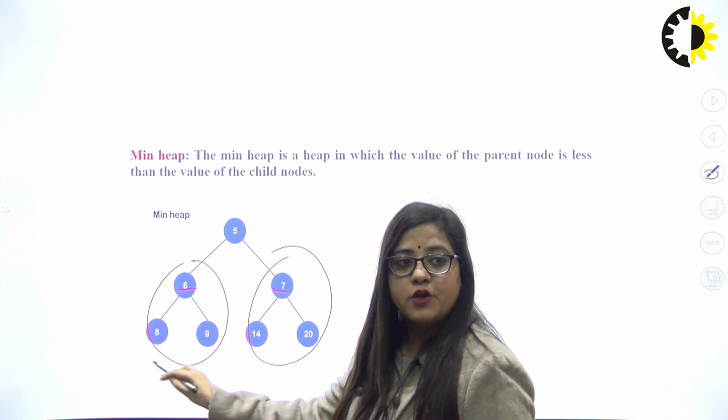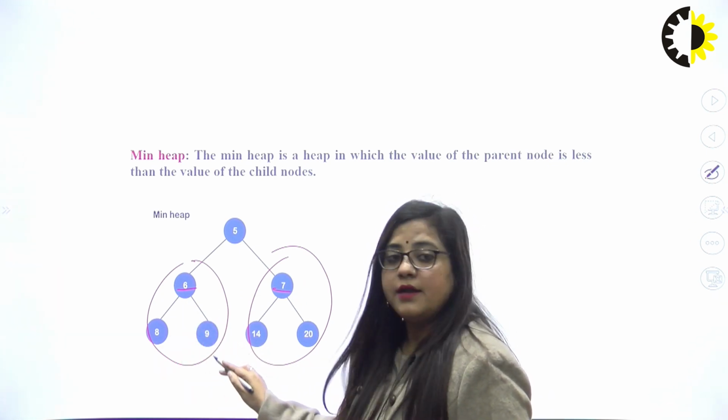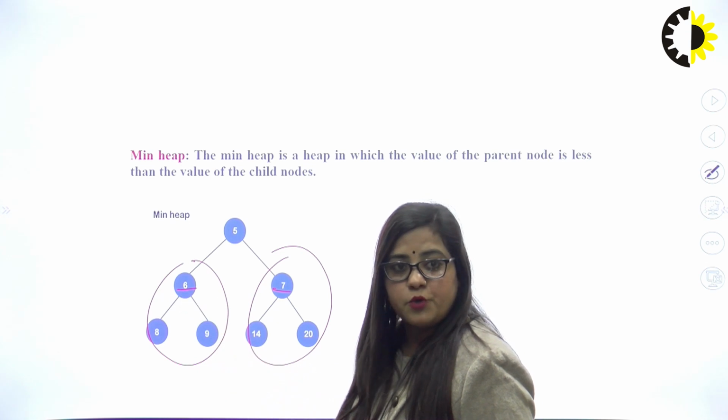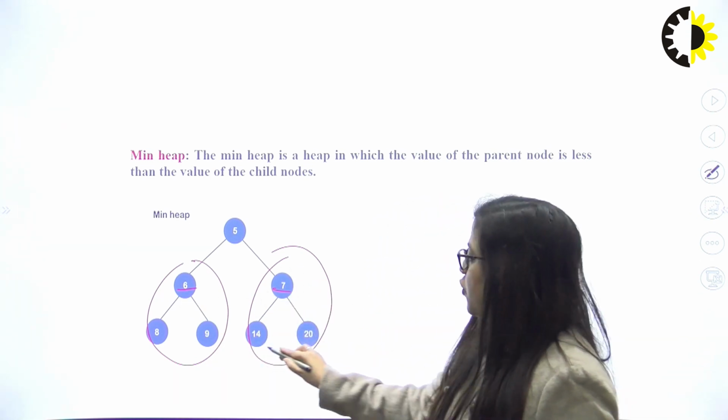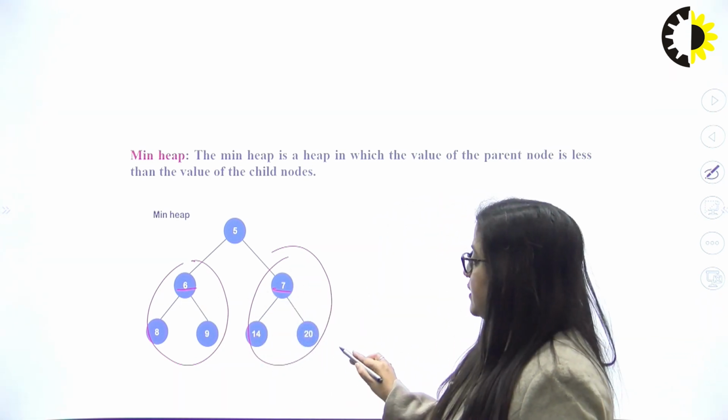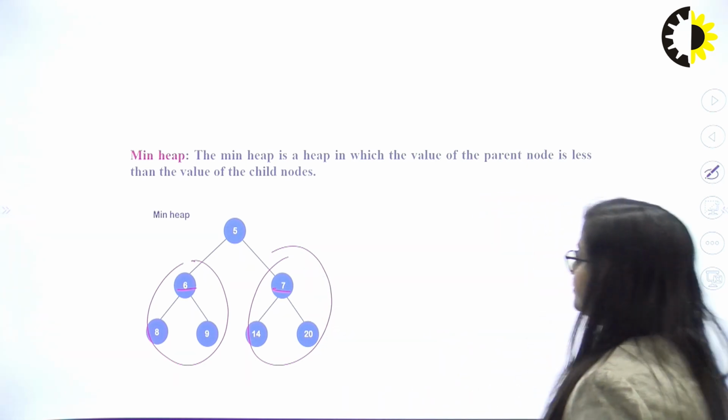6 is the parent of 8 and 9. 8 and 9 have lower priority values than the parent, so they are greater than the parent node. Then again 14 and 20. 40 and 20 are greater than the parent node.